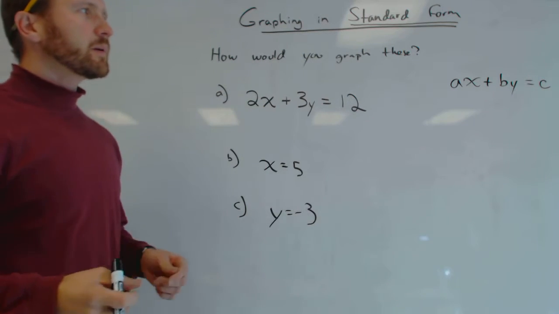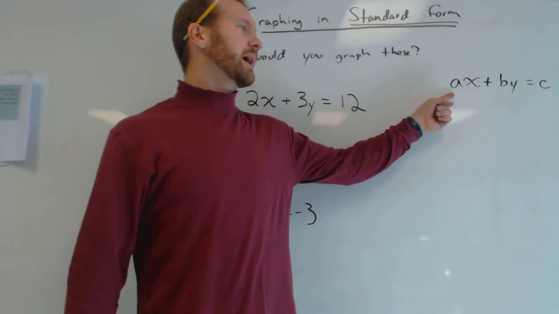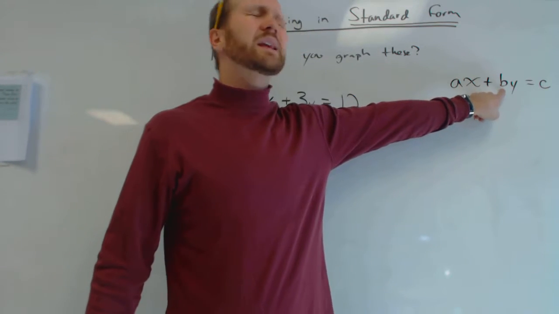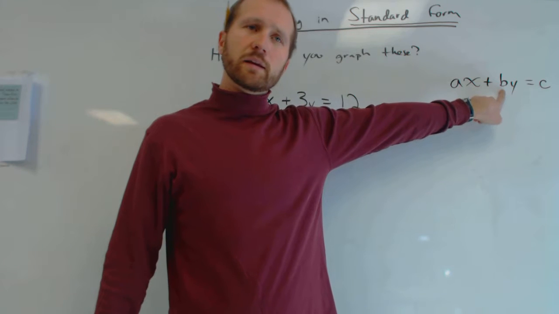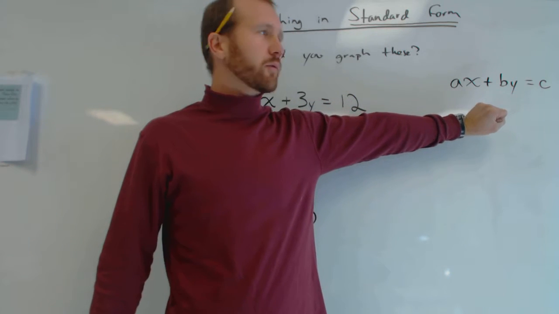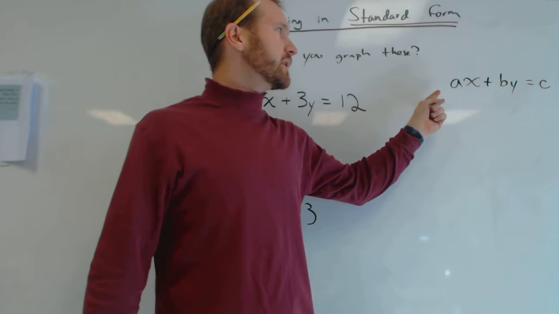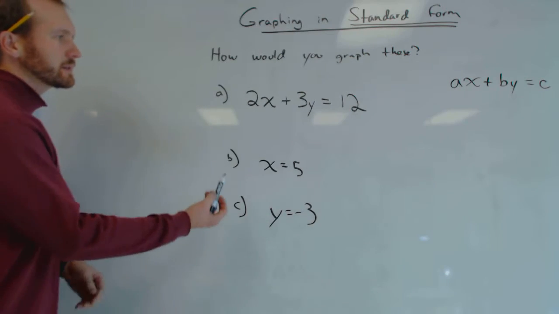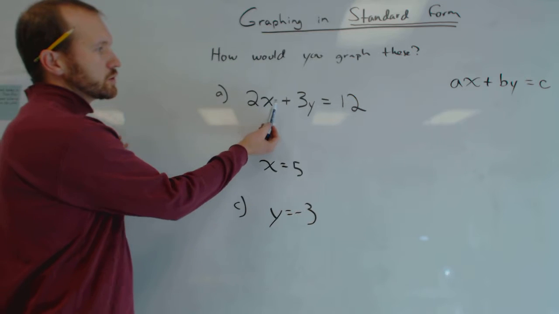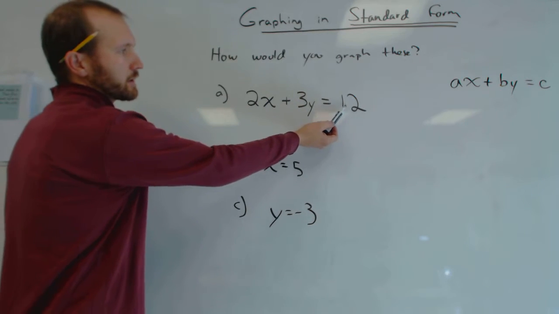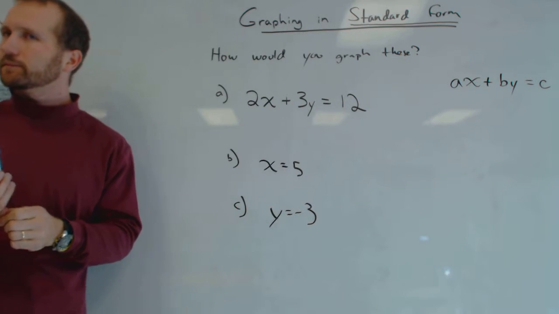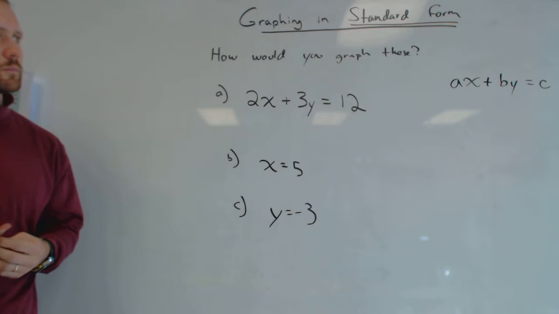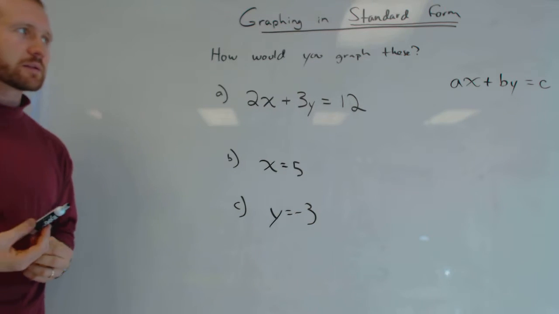And I want to say something. A lot of times you'll see this with capital letters because this b is not the same b that's in slope-intercept form. This is just 3 different things. ax plus by equals c. So you can see this example here. a is 2, b is 3, and c is 12. So how would we graph something in this form?